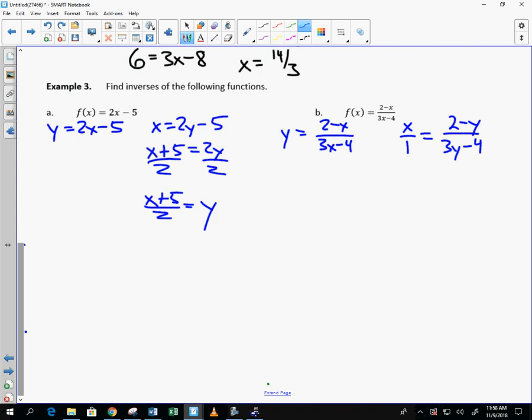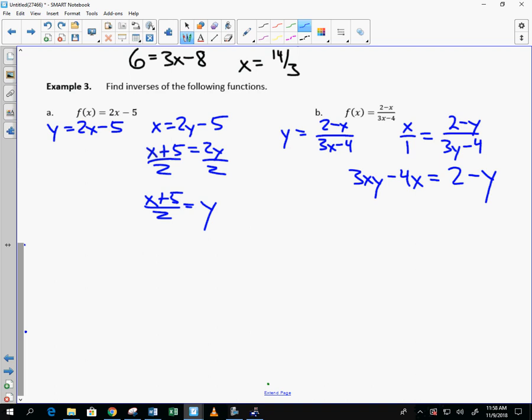Good idea. X times 3y is 3xy. X times -4 is -4x. And 2 minus y times 1 is 2 minus y. Awesome. I've taught you this before because, believe it or not, I try to intentionally think about the skills that you need to be successful down the road.